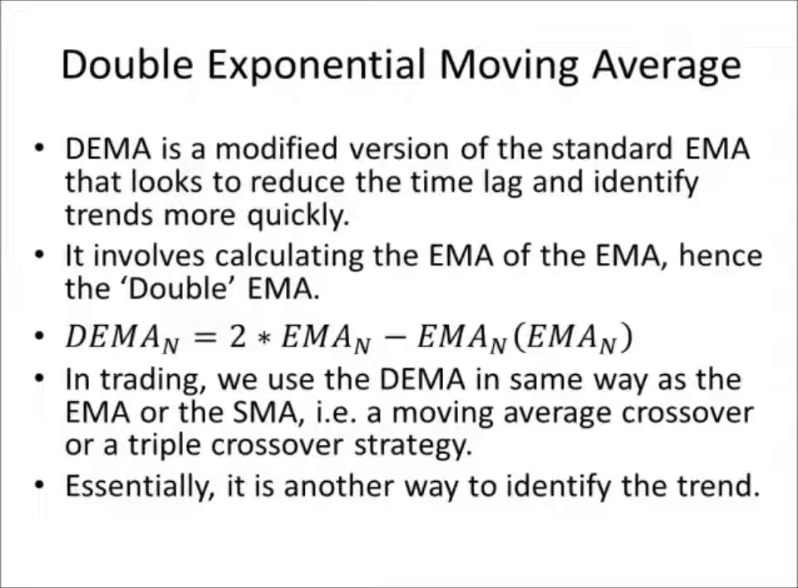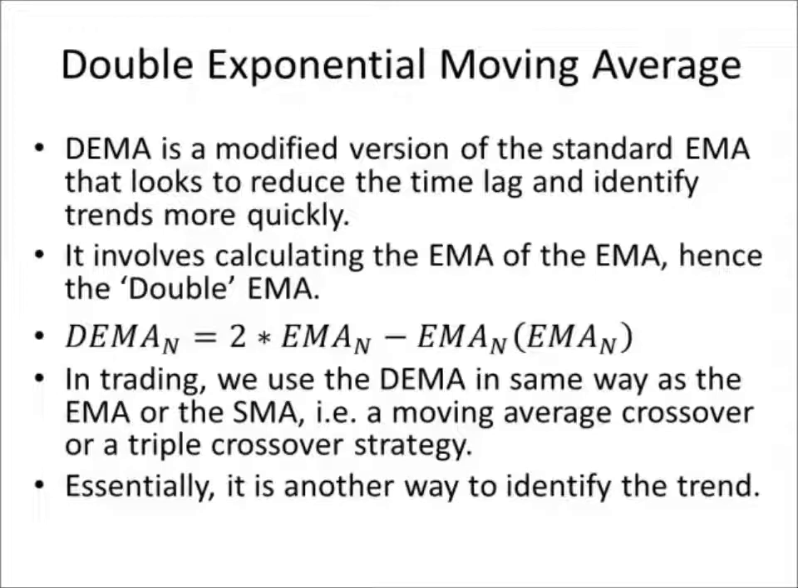What it does is look to reduce the time lag and identify trends more quickly as compared with the standard exponential moving average. So really these are trying to be improvements on the standard indicators we've already discussed. And the word double, the fact that we have the double EMA, comes from the fact that as part of this we have to calculate the moving average of the moving average. So we're going to take the EMA of the first exponential moving average, and that's how we come up with the word double exponential moving average.